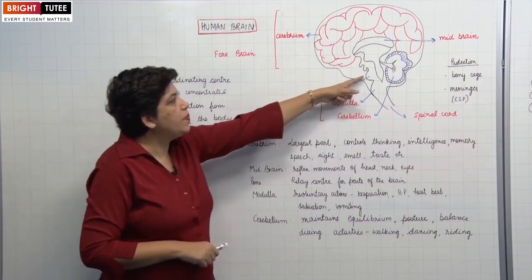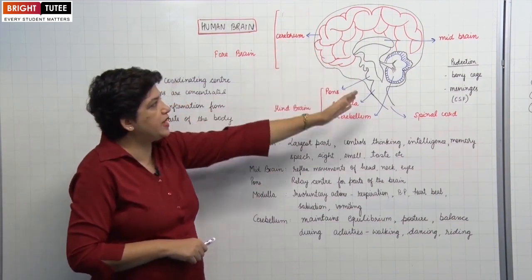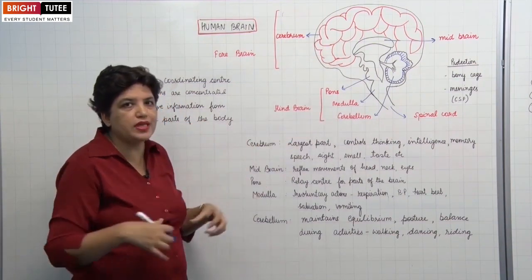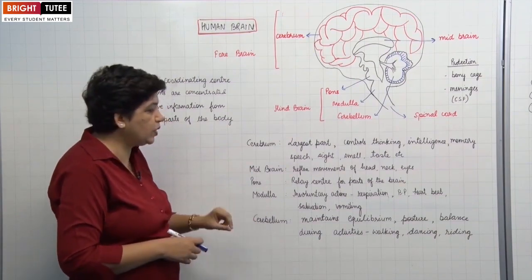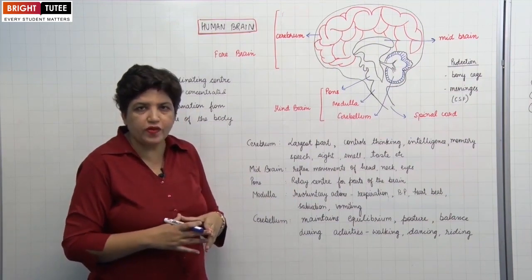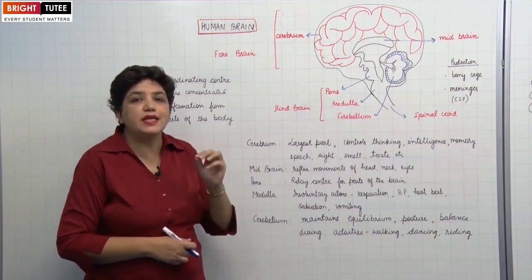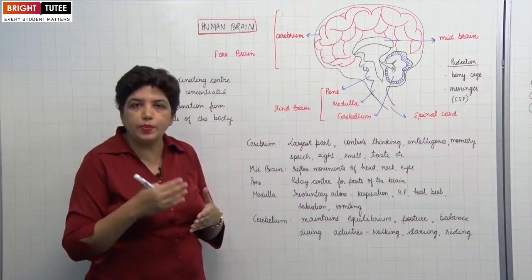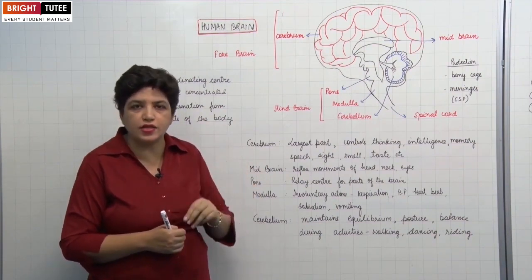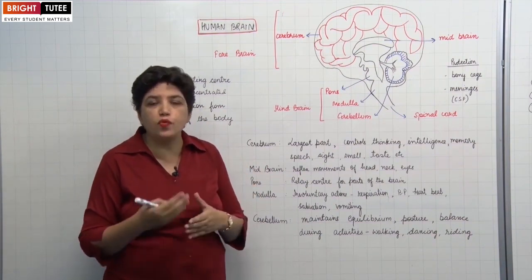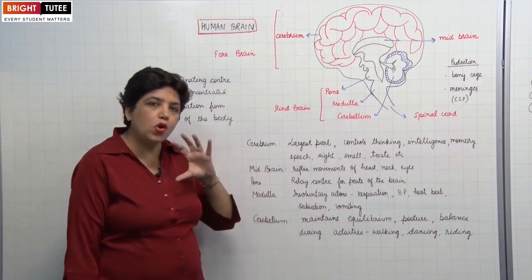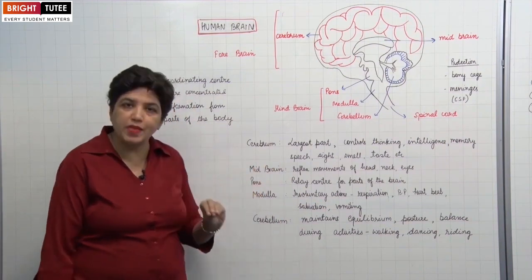Next is the pons. The pons joins the cerebrum, cerebellum, midbrain and the medulla, so it acts as a relay center for all these parts of the brain. The medulla has centers which control the involuntary actions of our body. For example, it has the respiratory center that controls the breathing rate. It has the cardiac center which controls the blood pressure and the heart rate. It also controls involuntary actions of the alimentary canal like salivation and vomiting. So all such involuntary actions are controlled by the medulla.